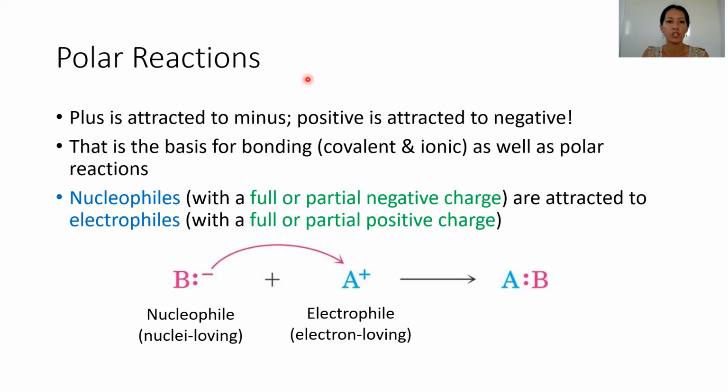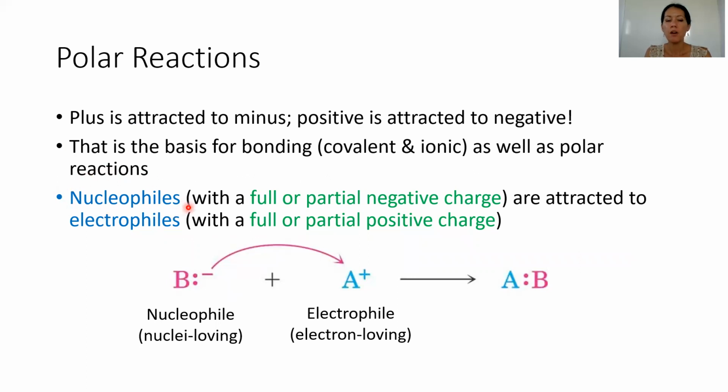Now on to polar reactions. At the core, plus is attracted to minus, a positive end is attracted to a negative end, vice versa. We've seen this as the basis for covalent and ionic bonding. This is also the basis for polar reactions.